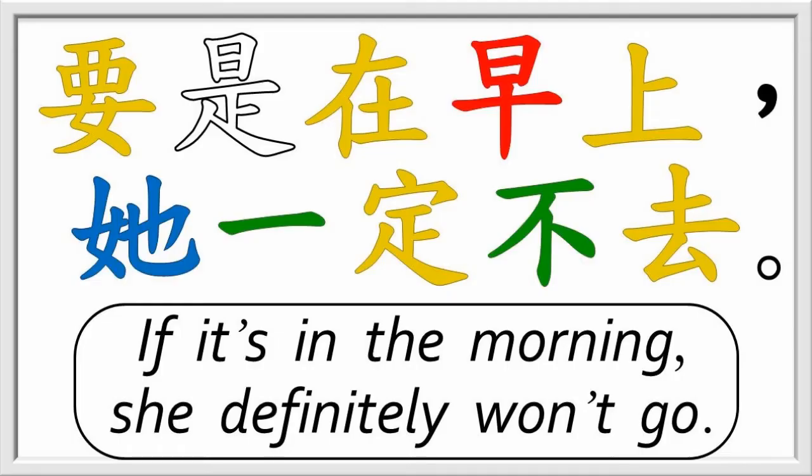For example, when someone asks whether an appointment time is convenient for my friend or not, I could reply, 要是在早上, 他一定不去. Notice that 是 is unstressed in this phrase, 要是. Review this summary showing the likely sense development of 要 and 要.